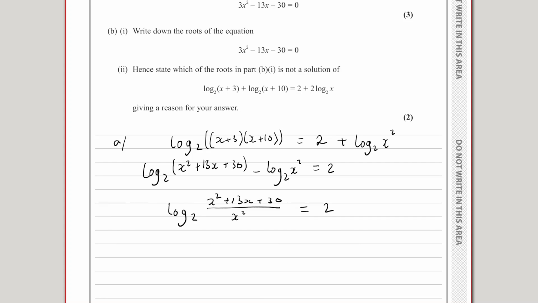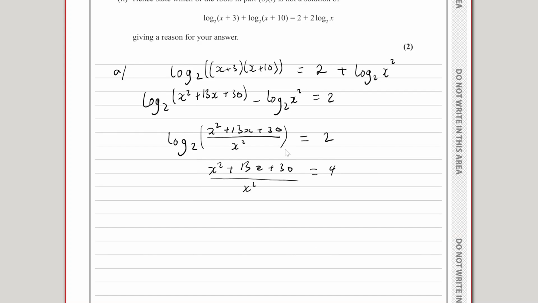Now I can take this out of log form. So 2 is the base. It's got 2 as a power, so 2 squared equals this. So 2 squared is 4. So I can write x squared plus 13x plus 30 over x squared equals 4. So I can now times both sides by the x squared. x squared plus 13x plus 30 equals 4x squared.